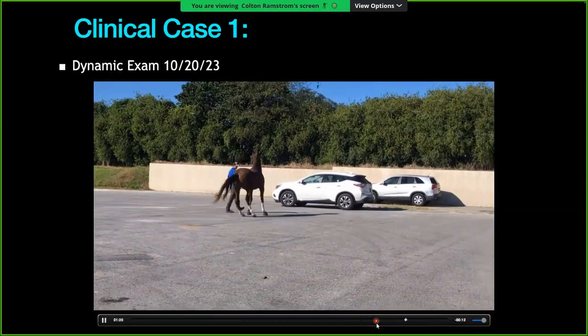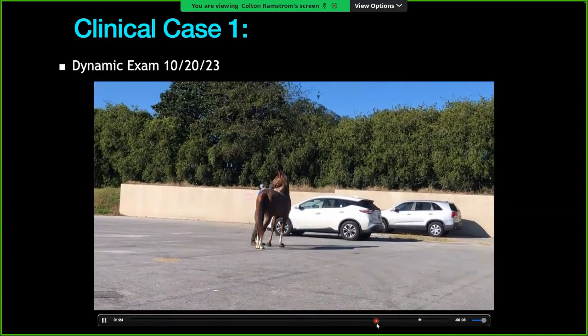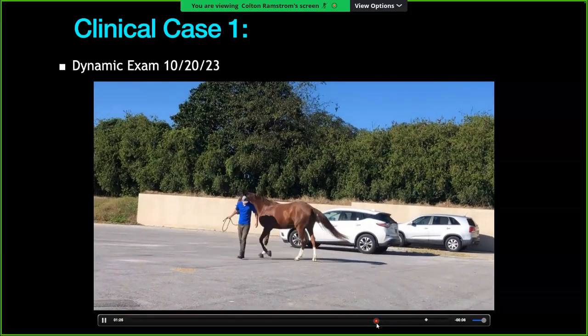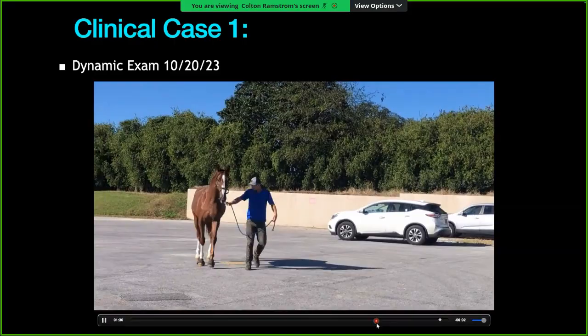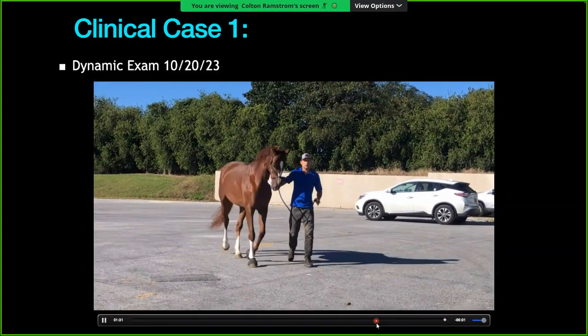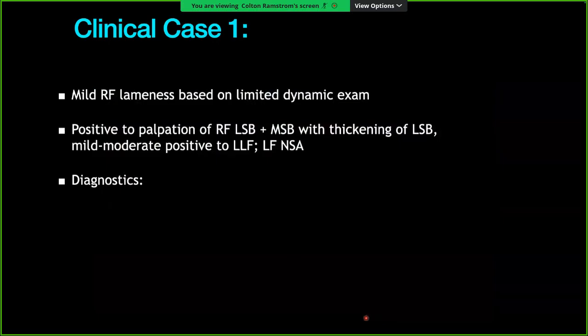So we see a few intermittent off steps on that right front, specifically in the right circle. Mild grade 1 to potentially 2 if you want to get really picky. Right front lameness is what I call it. And again, we did have a somewhat limited dynamic exam just because he wasn't entirely cooperative and he was getting ready to start flying like a kite if we kept going too much.